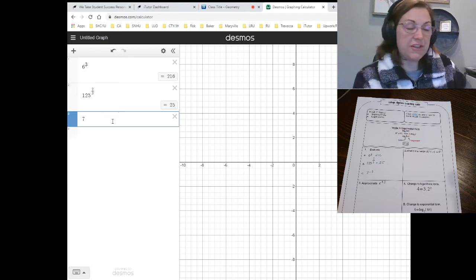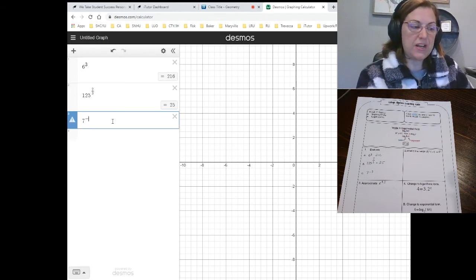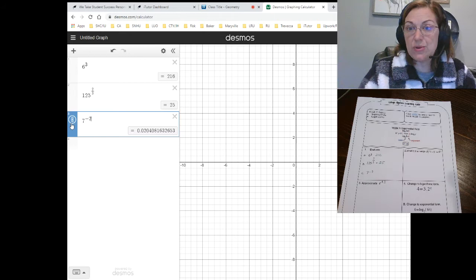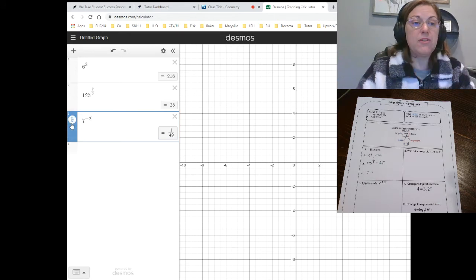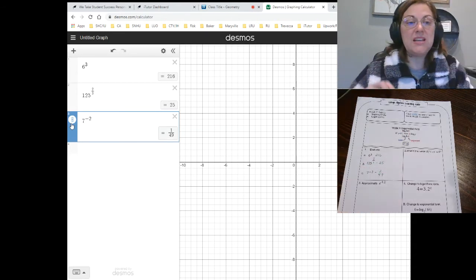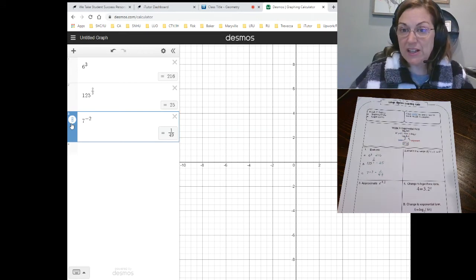Then we'll do the same for the next one. 7, shift 6, and then put in -2. Now this one's going to give you a decimal, but I want you to look over at the left to see the fraction symbol. If you'll click that, Desmos will calculate this as a fraction for you. So no need to really worry about any of those pieces. Desmos does all the heavy lifting for you.